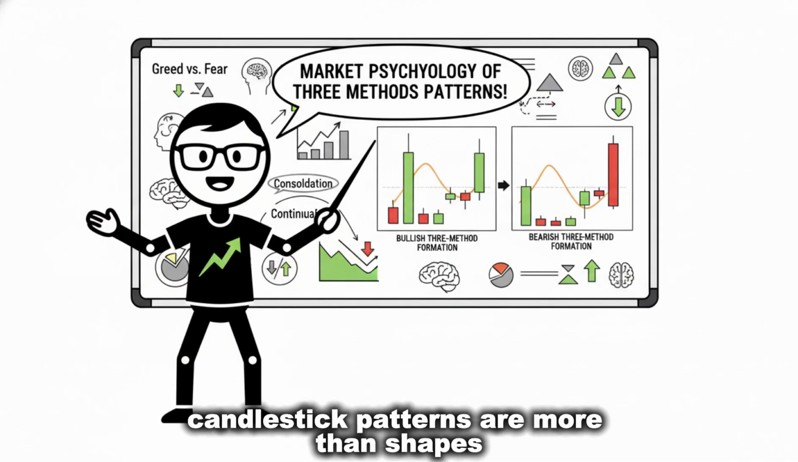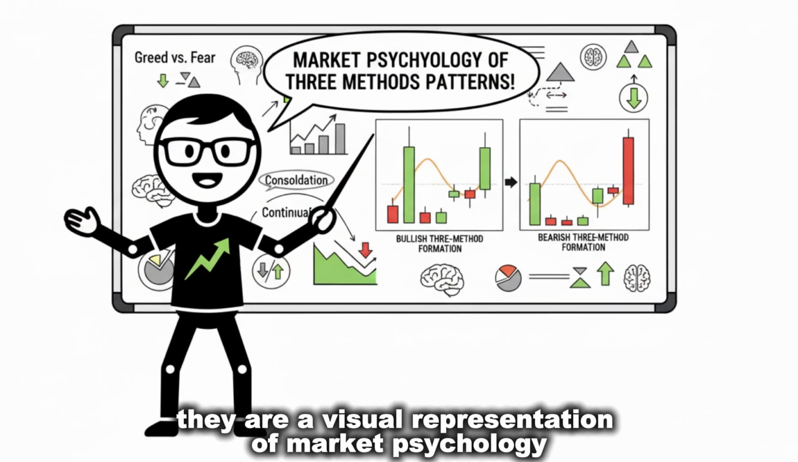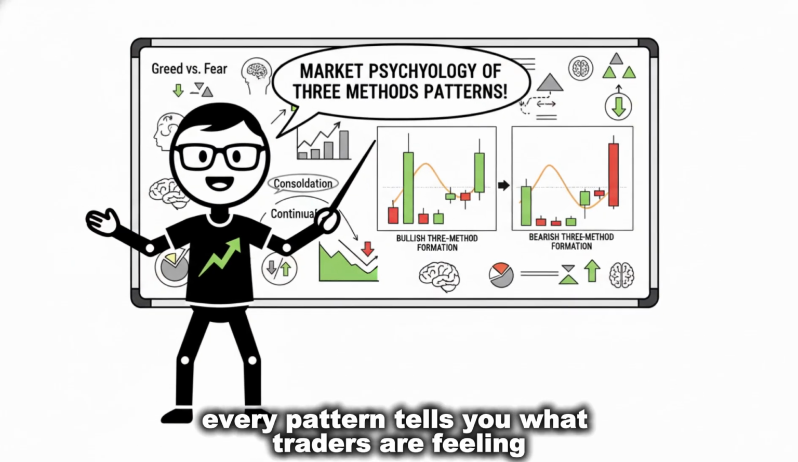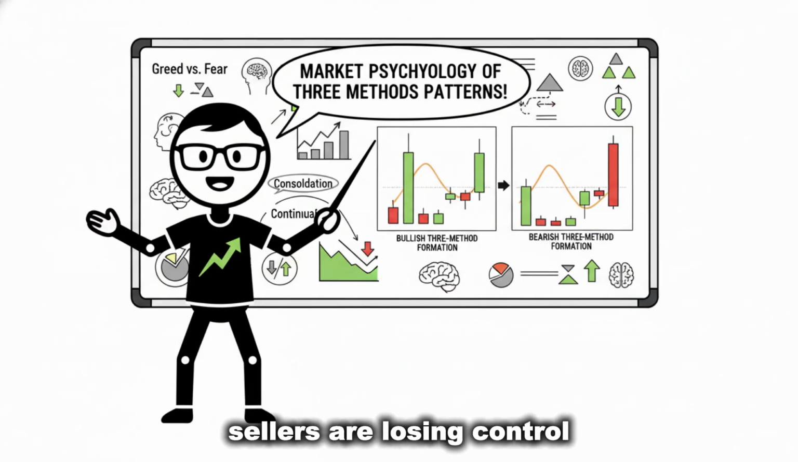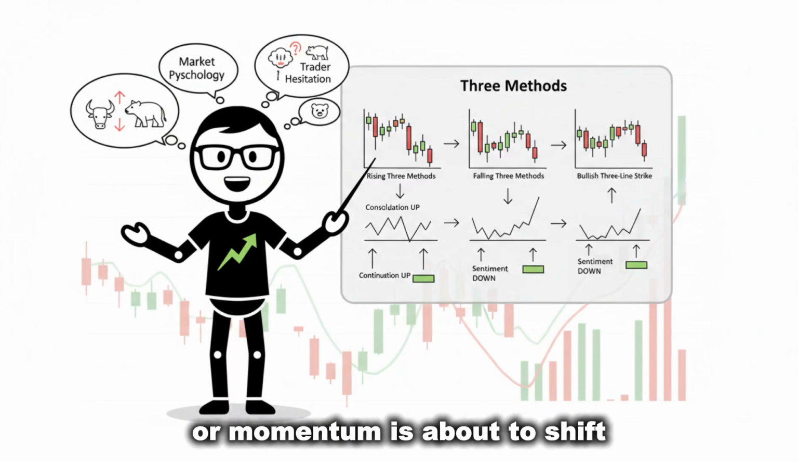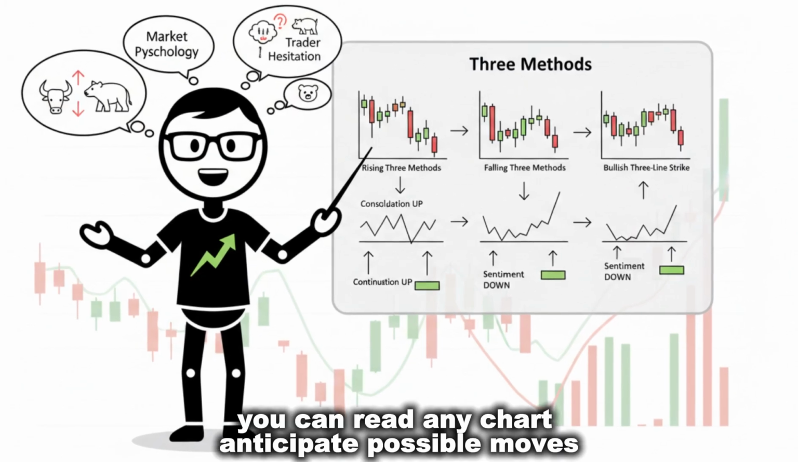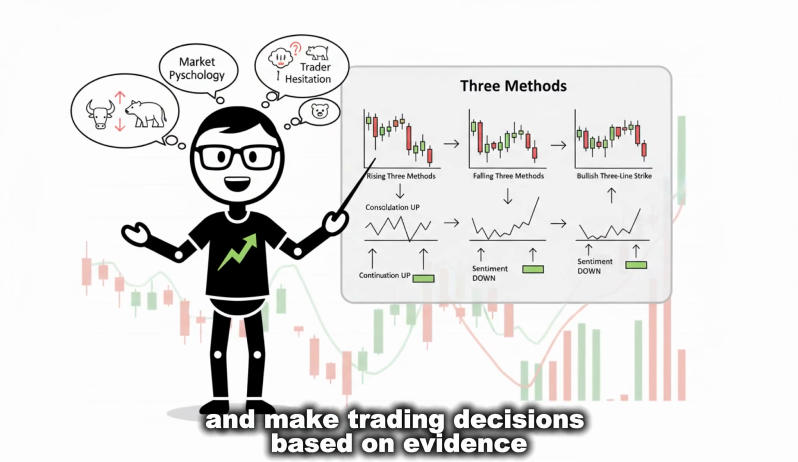Candlestick patterns are more than shapes. They are a visual representation of market psychology. Every pattern tells you what traders are feeling, whether buyers are strong, sellers are losing control, or momentum is about to shift. Once you master these 10 patterns, you can read any chart, anticipate possible moves, and make trading decisions based on evidence, not emotions.